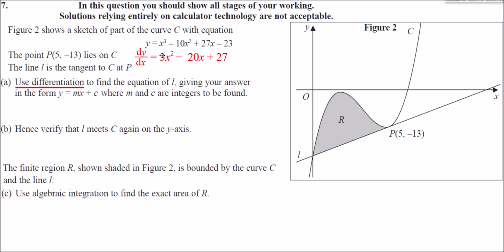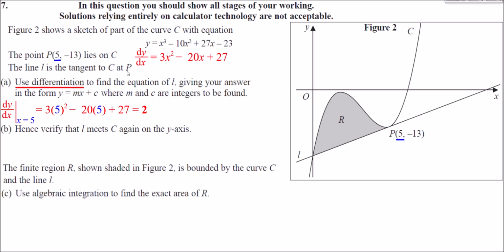So now, of course, we want to work out what this is. This is a gradient function, and we want to work out what the gradient would be at this point here, at the tangent. So we want to sub when x is equal to 5. If we substitute x equals 5 into this quadratic, the gradient of the tangent is going to be 3 times 5 squared minus 20 times 5 plus 27. And if you work this out, it gives you exactly 2. So the gradient of a tangent at the point x equals 5 is a gradient of 2.